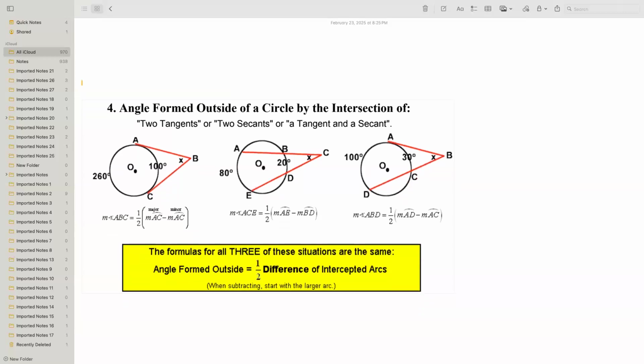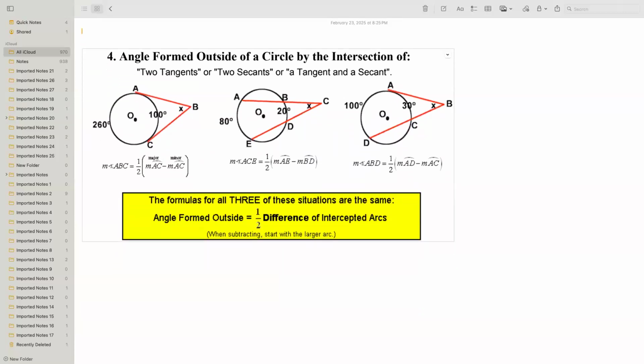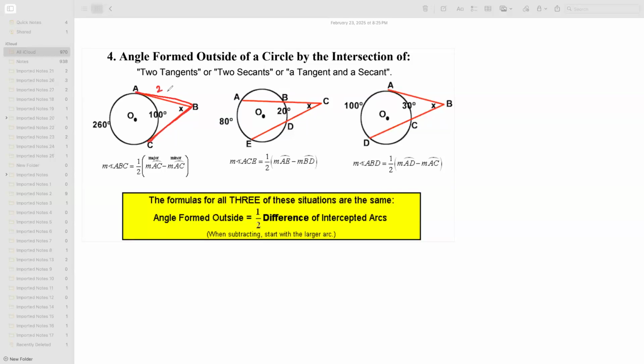So here, angle formed outside of the circle. Okay. So angle is formed outside. When you look at these pictures, in all the three places, the angle is formed outside of the circle. The angle formed can be three different varieties. Two tangents can meet outside and form an angle. Two secants can meet outside of the circle and form an angle. Or a tangent and a secant can meet outside the circle and form an angle.